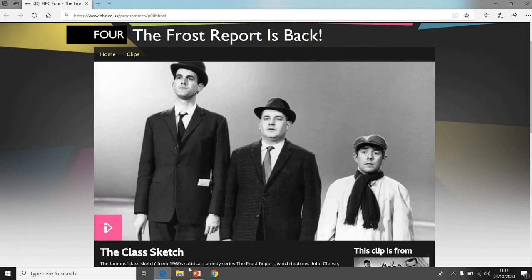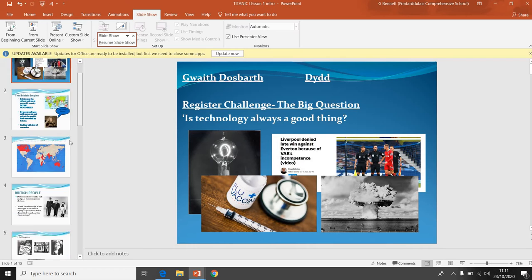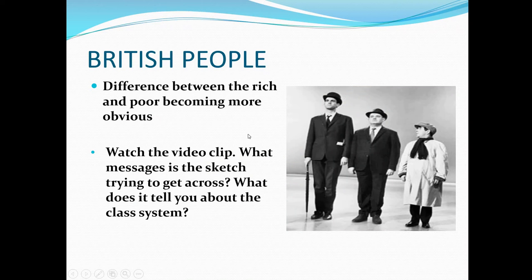Okay, so that's just a bit of an idea for you about the class system during this time. So if I just go back to my original, there we go. Now, what messages do you think this sketch is trying to get across? Have a little think about it now and maybe perhaps put some notes down. Have a think about what the message of this sketch is.